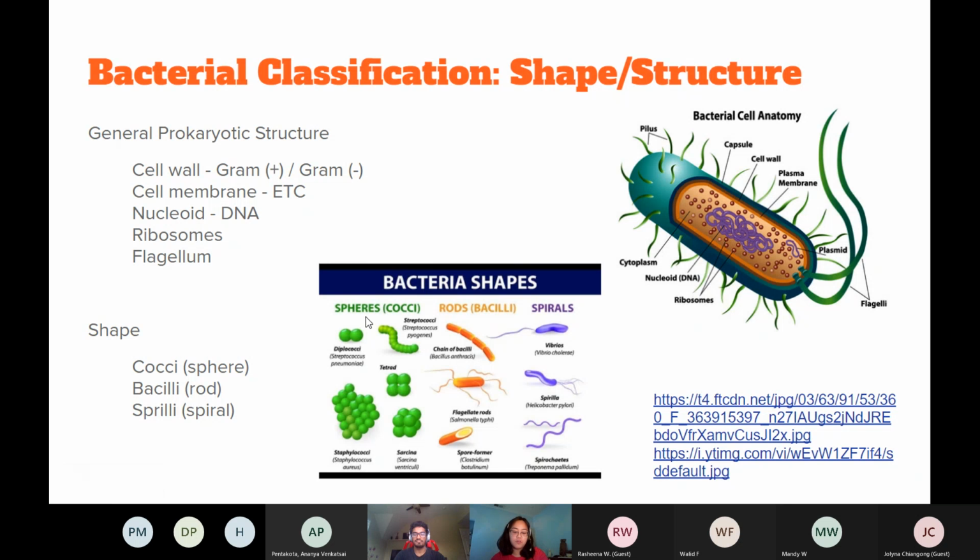And these tend to be spherical. In this image here, you can see all the different types of spherical bacteria. It's not just one circle. Sometimes they can combine into multiple spheres.